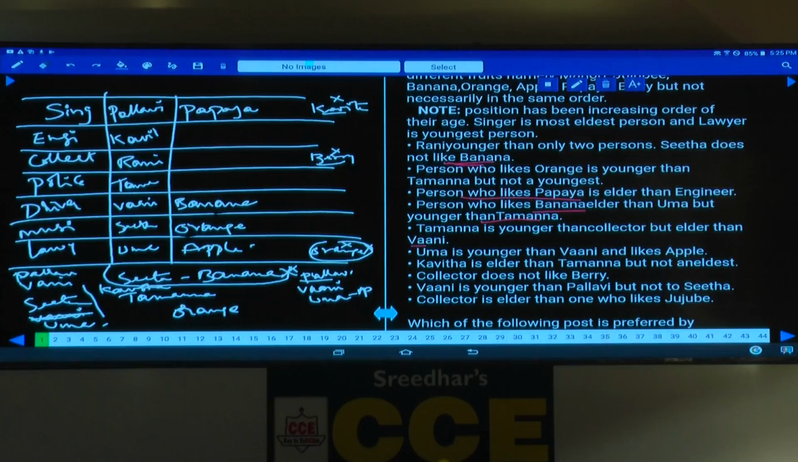Collector does not like Berry. Vani is younger than Pallavi, but not Sita. Hence, Vani is more than this Sita. And collector is elder than the one who likes Jujubi, and this person must like Jujubi. If this person likes Jujubi, this collector does not like Berry, and this engineer likes Berry. If this engineer likes Berry, then this collector must like mango. Done with this? Now this is about question numbers 1 to 5.